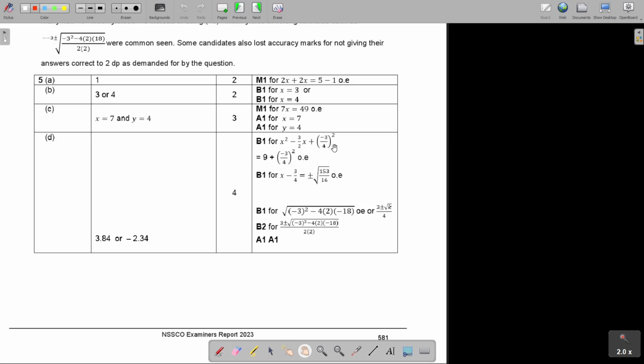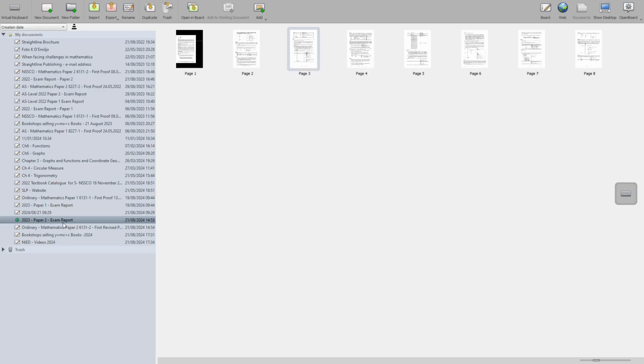If you substitute in the bracket, actually they gave you marks for substituting into the bracket, so you already got 2 marks. Do you see that? B2 means you already got 2 marks for substituting into that. Wow, and that's not difficult. And then it was 3.84 and negative 2.34. So really, okay, let's go back to the question paper.